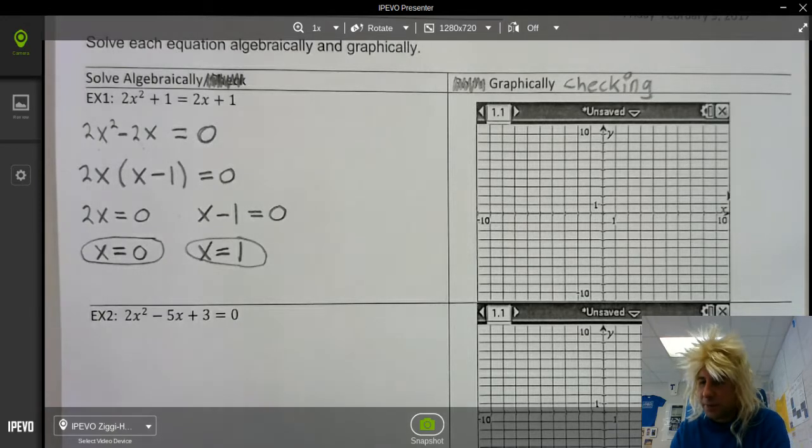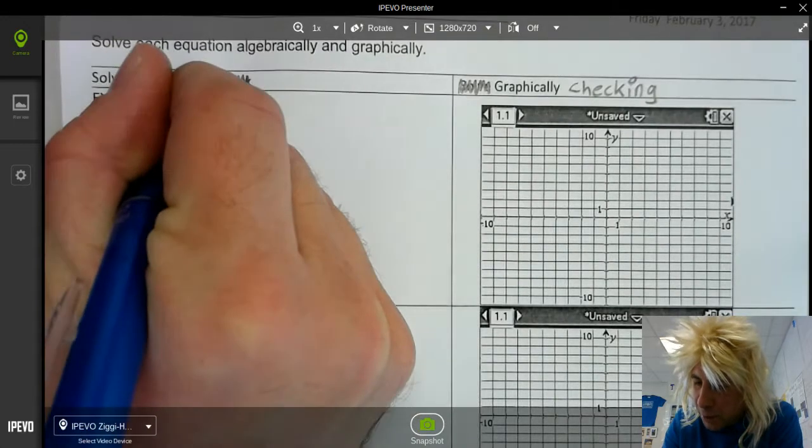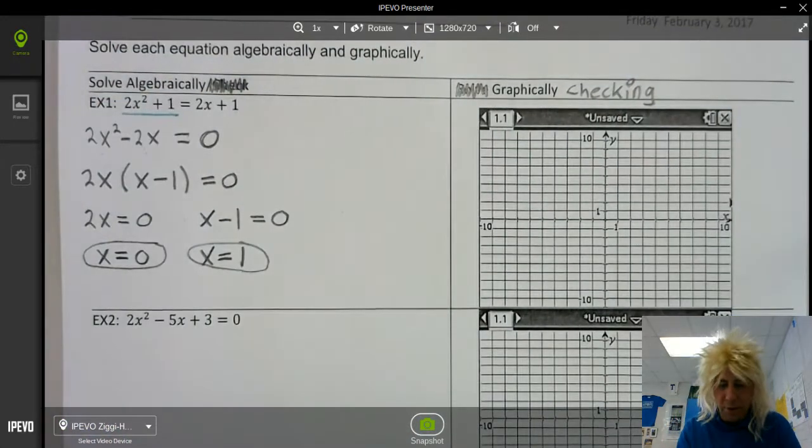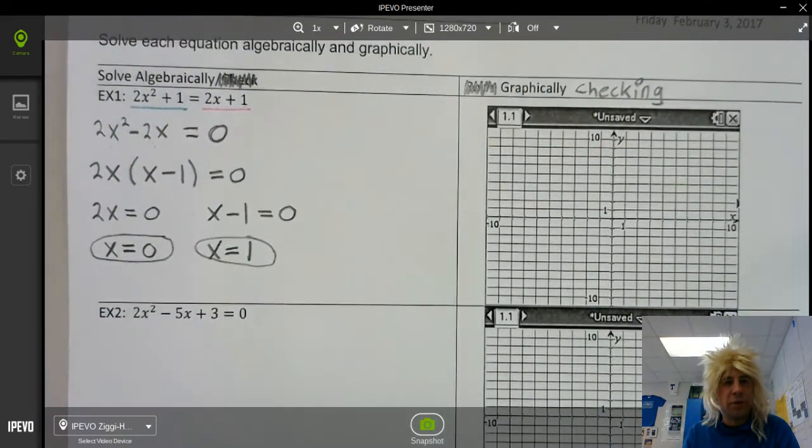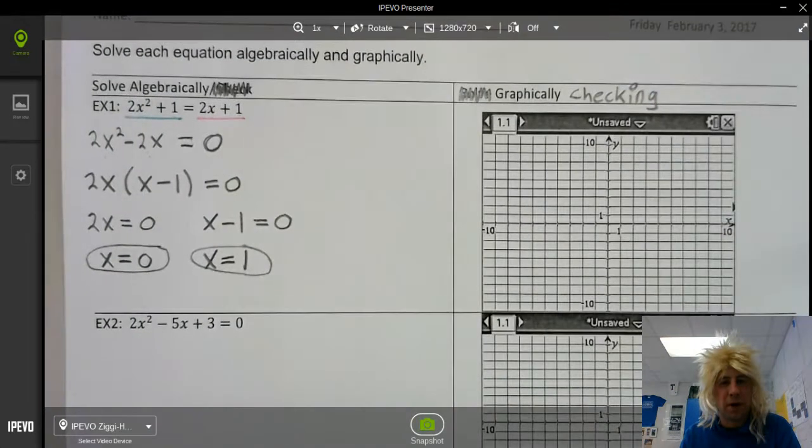All right, so I'm going to graph the left side in blue, and I'm going to graph the right side in pink. Okay, and so what you're doing is when you solve, basically what you're trying to do is find out when the left side and the right side, where they intersect. Okay.